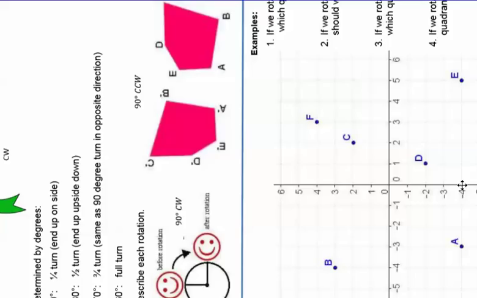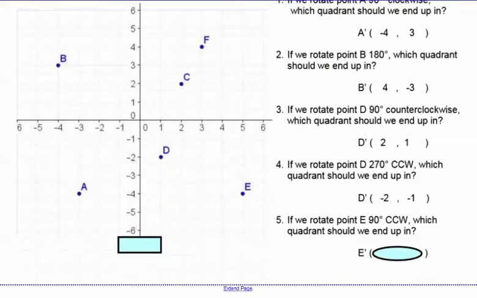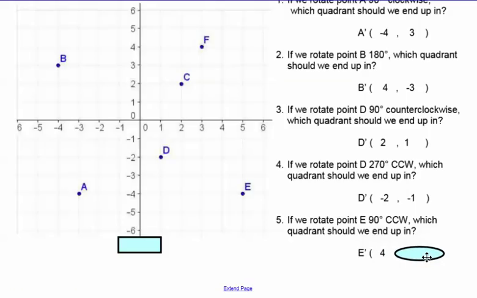I'm not even looking at those numbers. I'm just counting the spaces. And then we move up 5. Right 4, up 5. So I could write that down if I want. Right 4, up 5. And then I'm thinking about it. If we move to the right 4, that means our x is positive 4. And if we moved up 5, that means our y is positive 5. All right, and that would get me in quadrant 1. Okay, does that make sense?